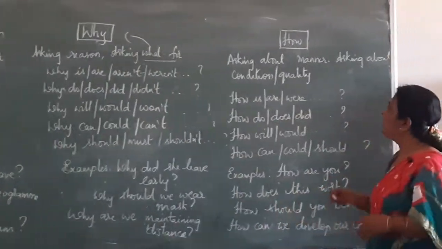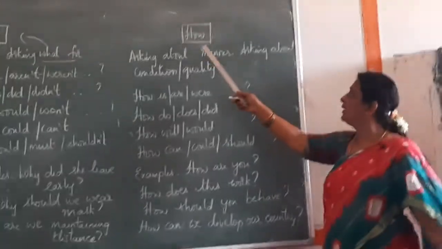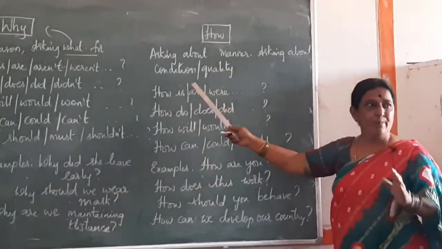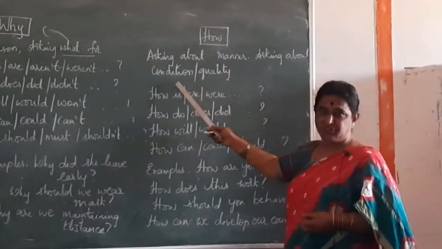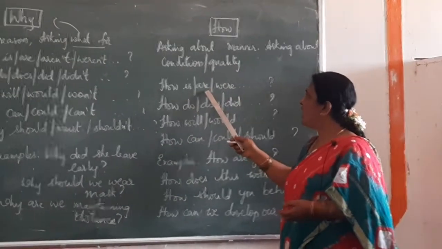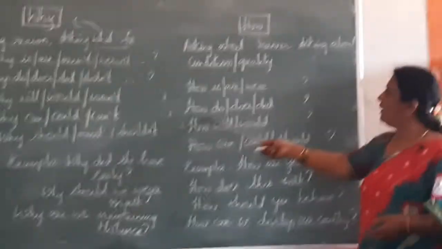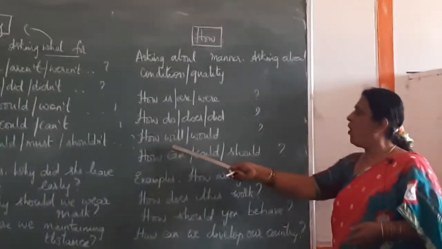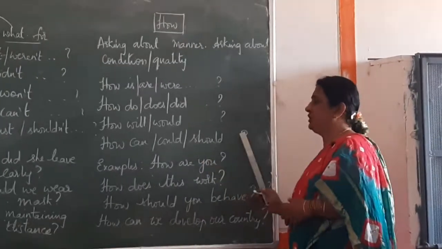Okay. Next one is how. How is the question form which deals with the manner, asking about manner, in which method and in which manner, asking about condition or quality. Condition or quality. How is, are, were, plus verb like that. Okay. How do, does, did, in this way. The question pattern will be this way. How will, would, and how can, could, should, like that.